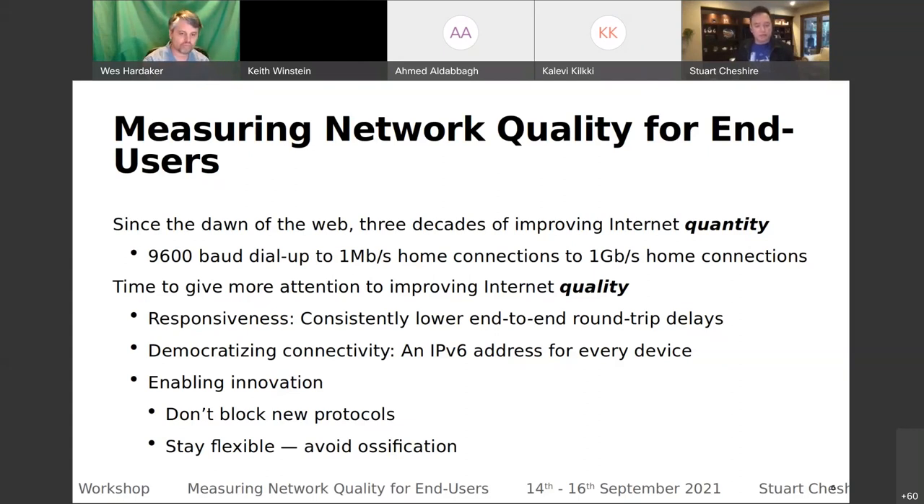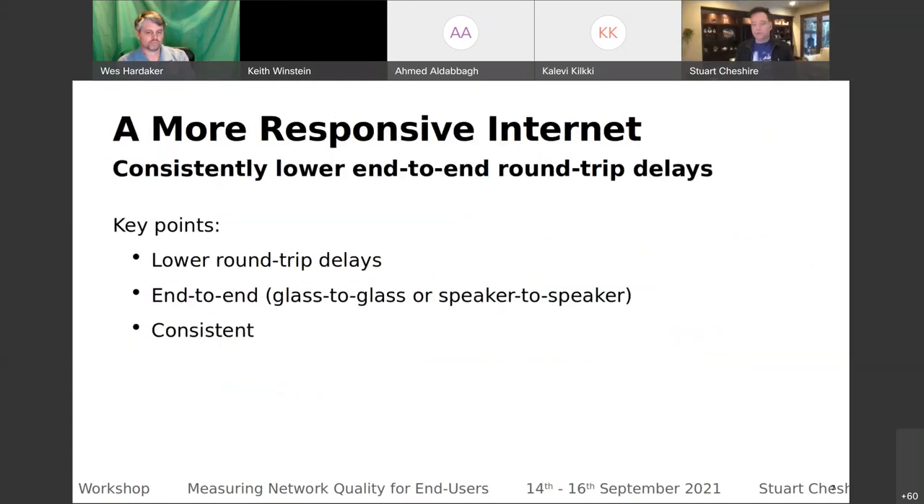All of these are important, but my current focus is the next elephant in the room after we've provided abundant bandwidth. And we should continue to work on yet more bandwidth. But in parallel, we should ask the question, why don't we get consistently good responsiveness on our networks that are so fast? So let's move on.